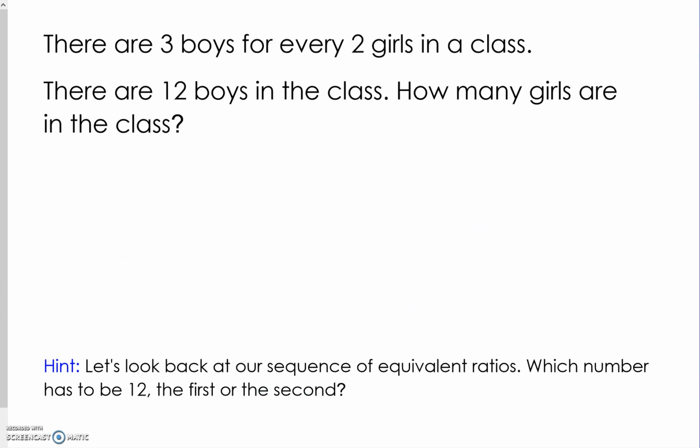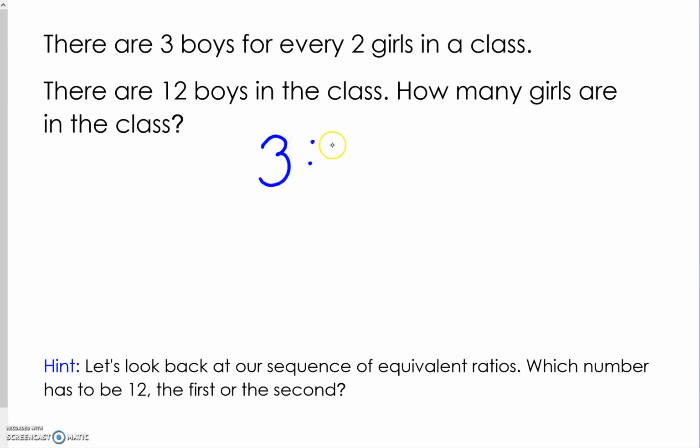Now try this one on your whiteboard. There are 3 boys for every 2 girls in a class. There are 12 boys in the class. How many girls are in the class? Pause the video and try this problem on your whiteboard.